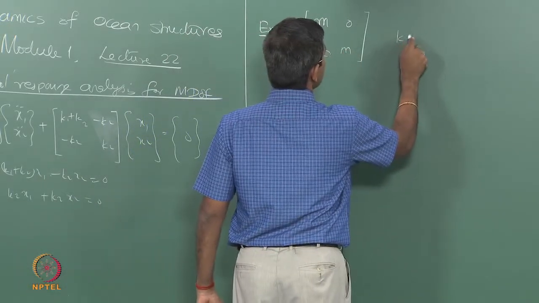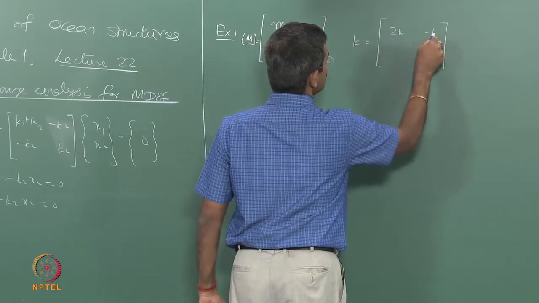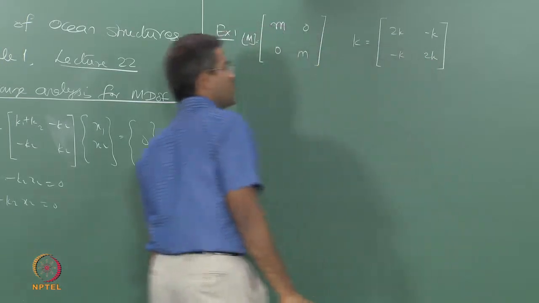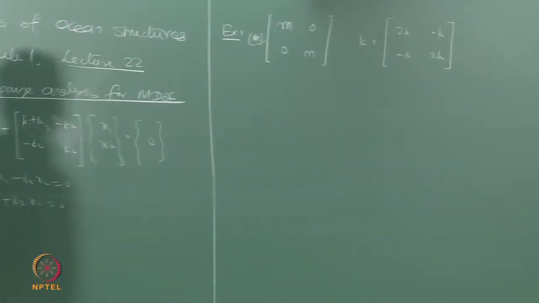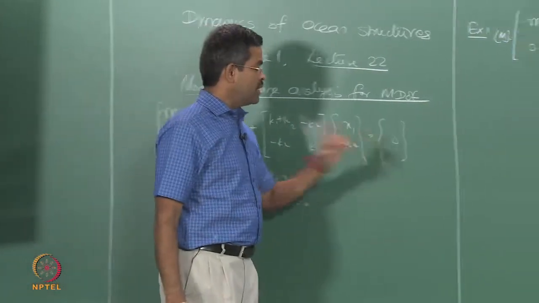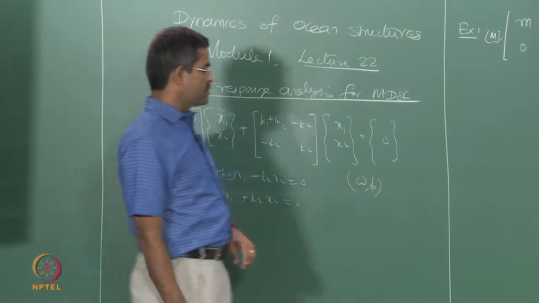Let us say my stiffness matrix is like this, and I do not have a damping matrix. I want to estimate omega and phi. Now, one can ask me a question, sir, what happens to my f of t? Please understand, omega and phi are essential characteristics of a given system.